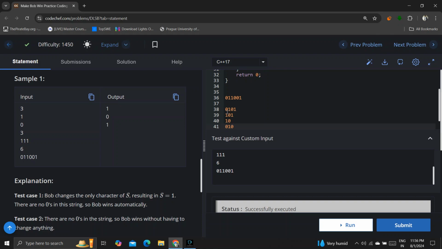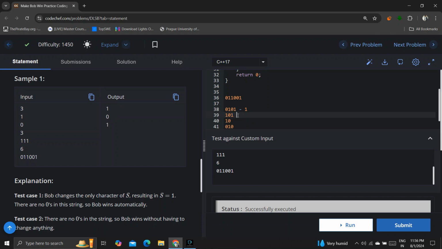See, in the first case, how can Bob win? If Alice starts, she will remove this one, then Bob will remove this zero, then Alice will remove this one, then Bob will be left containing zero, so Bob loses. So what he can do is alter this particular zero to one. Okay, that's the zero at index zero. Then Bob can win. So he has to make one change for this particular string.